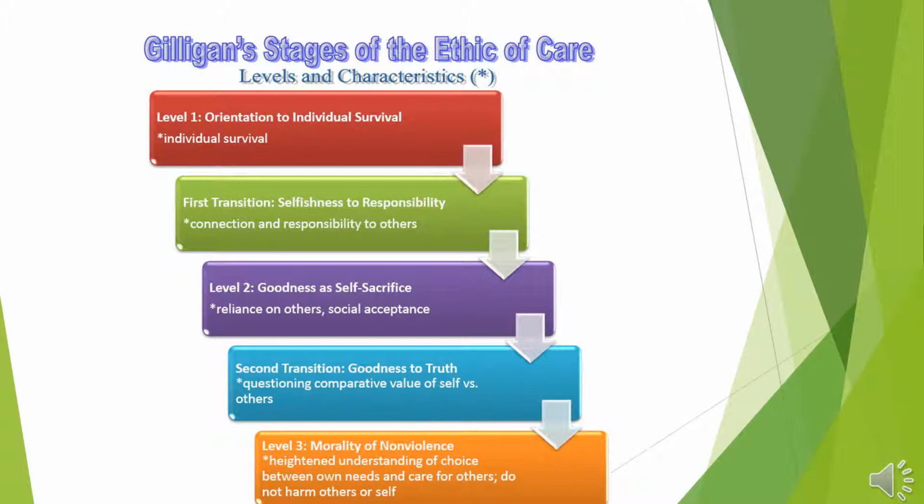Level 3, the morality of nonviolence. Individuals raise nonviolence, a moral mandate to avoid hurt, to the overriding principle that governs moral judgment and action, and also respect for self is included. The dichotomy between selfishness and responsibility disappears. Reconciliation allows individuals to recognize their power to select among competing choices and to keep their needs within the mix of moral alternatives.